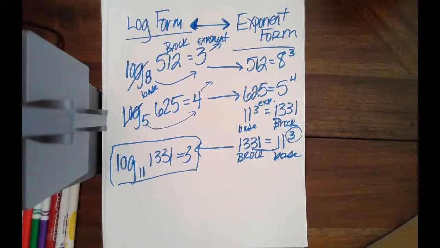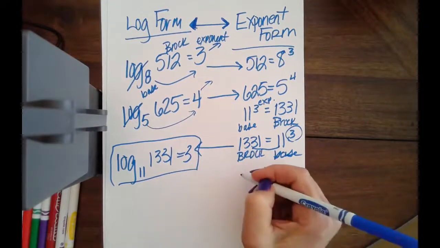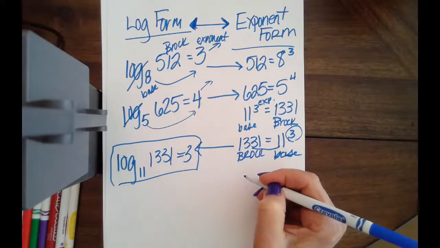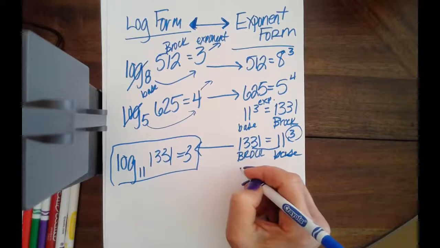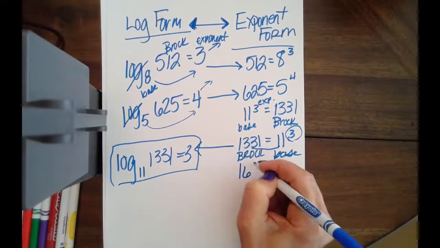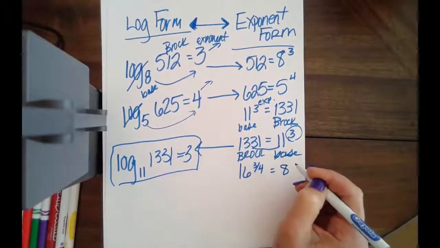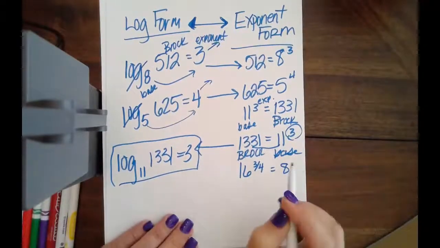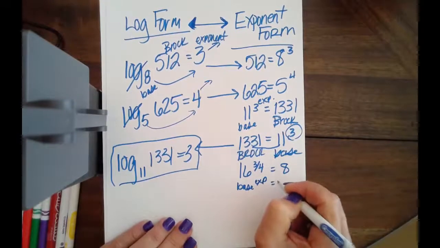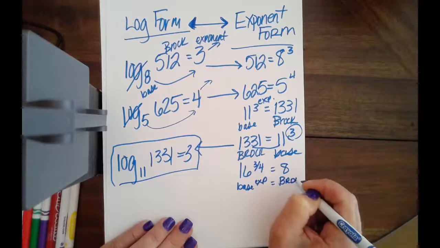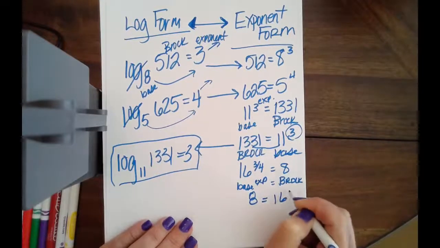All right, let's do another one. Sorry, I lost my place. Give me a second. All right, let's look at this one. 16 to the 3/4 is equal to 8. Okay, so then I'm going to say, this is my base, this is my exponent, this is my block. I'm going to turn that around first. I'm going to have my block over here, my base, and then my exponent.